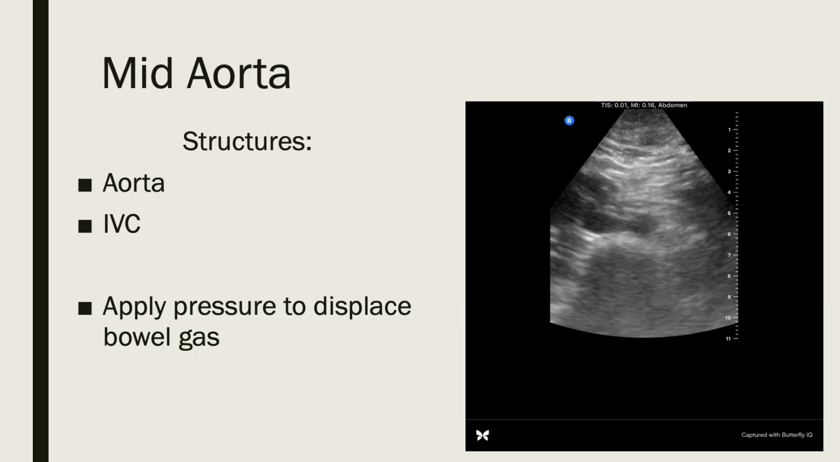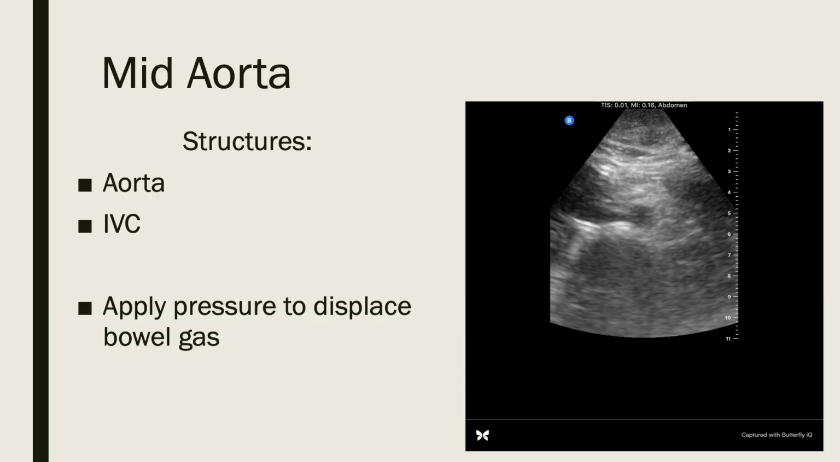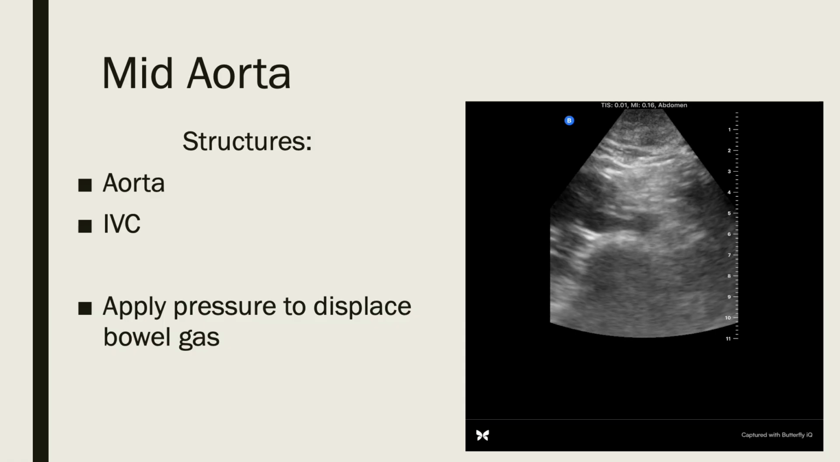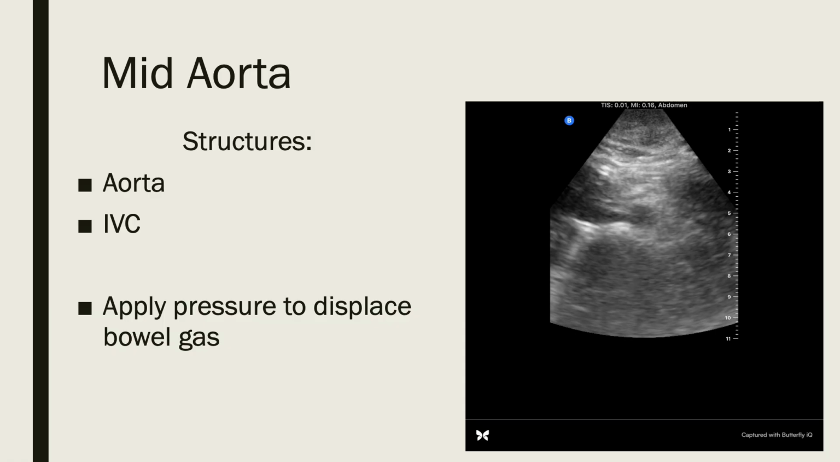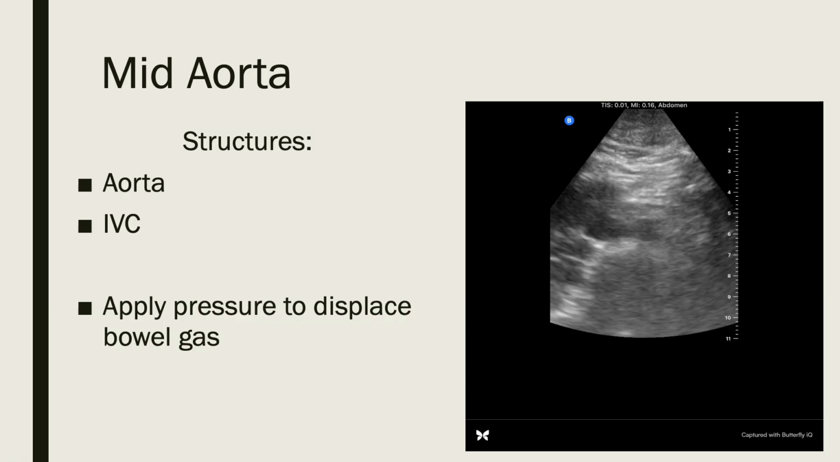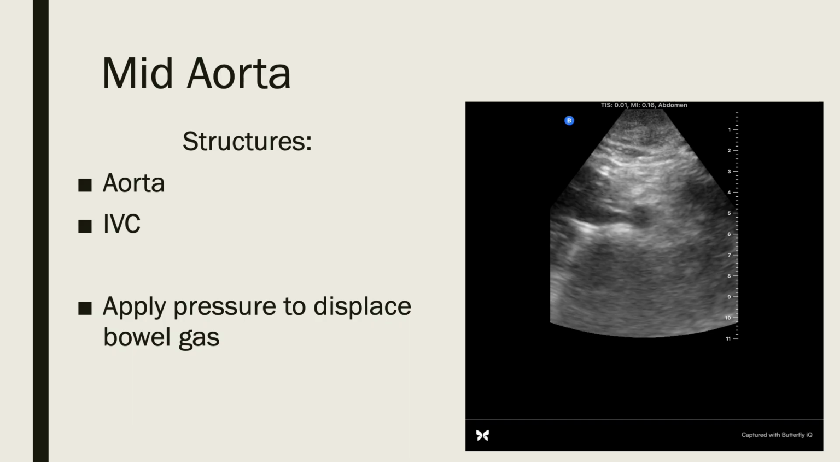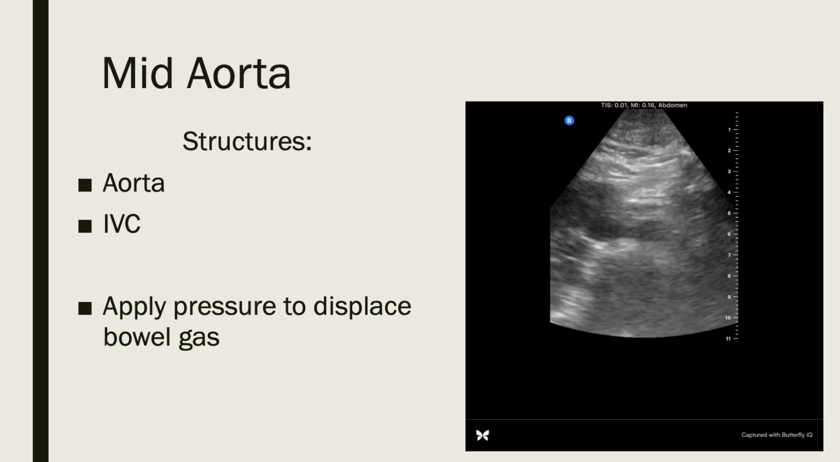So here we have the mid-aorta in transverse view. We can see a pulsatile aorta in the middle of the image. A little tip, when you're in this segment, you may need to apply pressure with the probe to displace bowel gas in order to optimize your image.